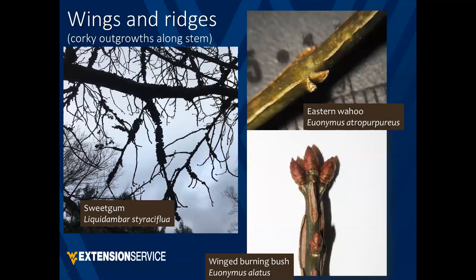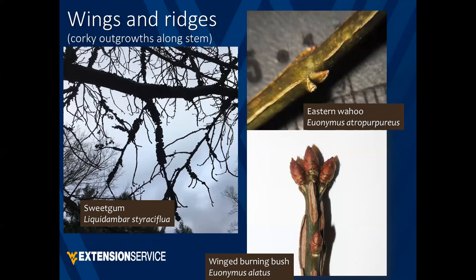Then you can find trees with wings and ridges, these corky prominences that are outgrowths that grow out along the stem. Over on the right, there's a couple of our euonymus species. The one on the top right is the eastern wahoo. I love that name, Euonymus atropurpureus. And then the winged burning bush, the one that's planted in some areas has kind of escaped into our woods. And then over on the left is the sweet gum.